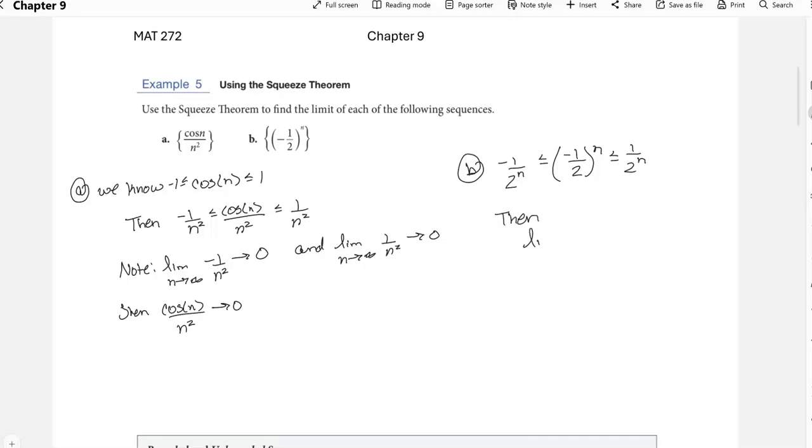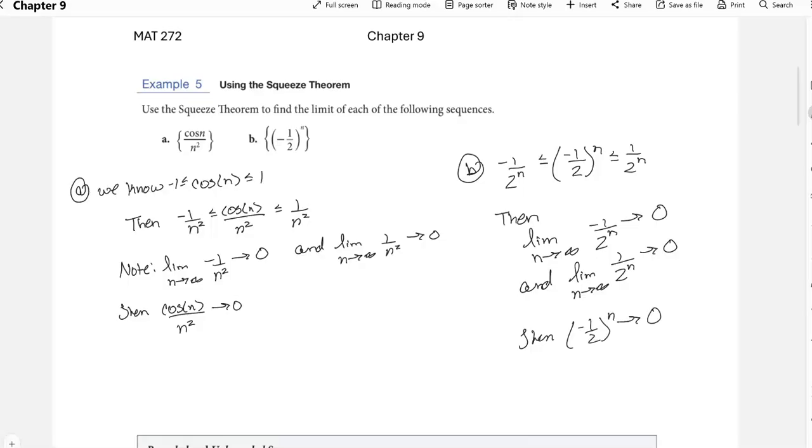If we look at the limit as n goes to infinity of negative 1 over 2 to the n, as n gets larger and larger, that whole fraction is shrinking to 0. Same thing is going to be true for the limit as n goes to infinity of 1 over 2 to the n. That's going to head to 0. So then we can conclude that negative 1 over 2 to the n has to go to 0 also.